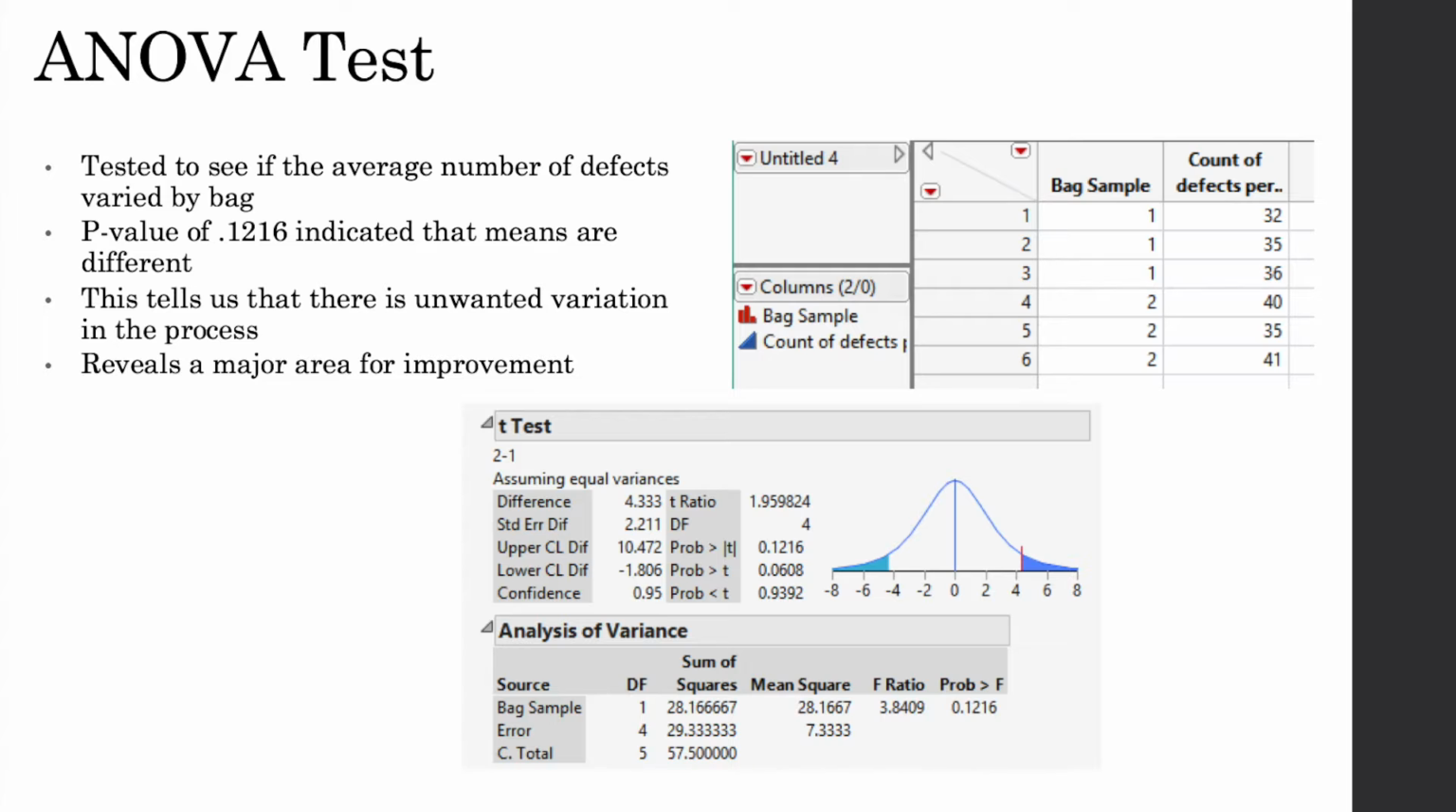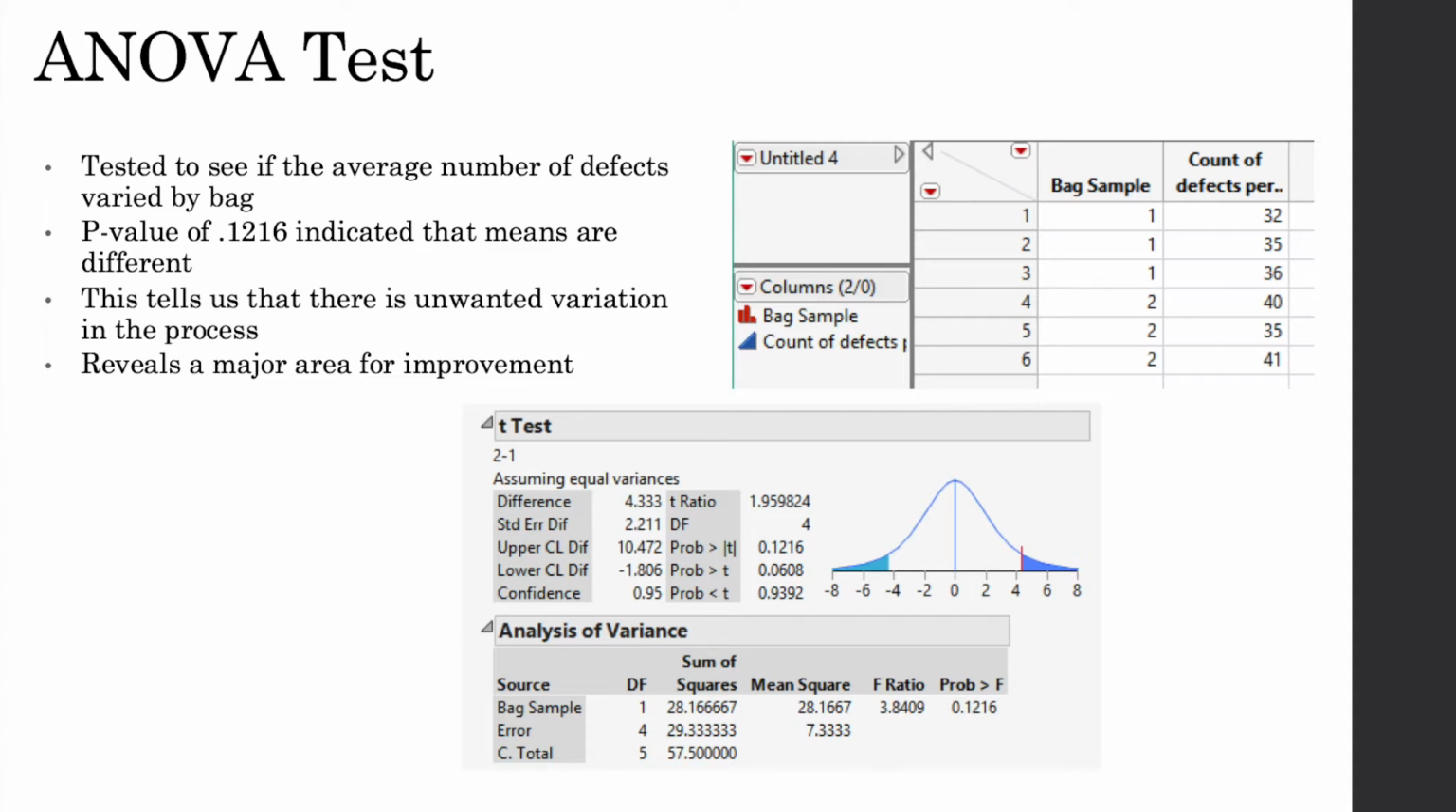On this slide, we'll talk about the ANOVA test that we ran for the project. So this test was meant to see if the average number of defects varied by bag. When we ran the test, we got a p-value of 0.1216, which tells us that the means are different. So there is a difference between number of defects between bags.